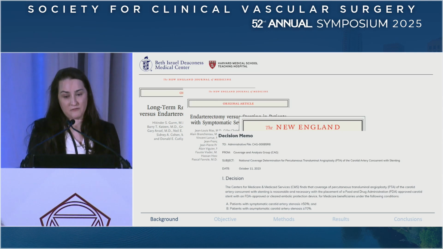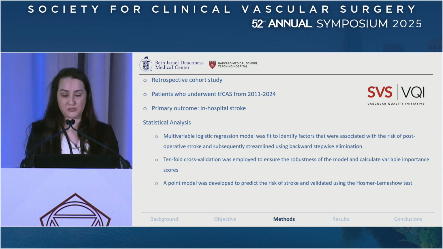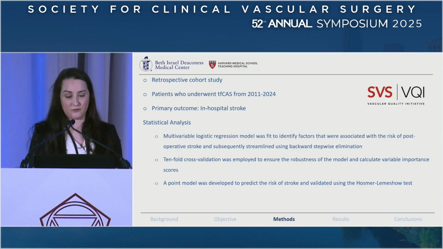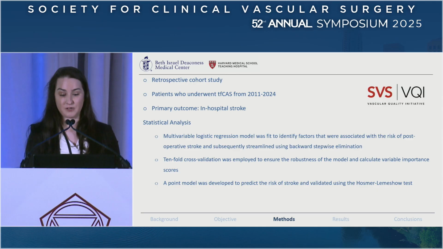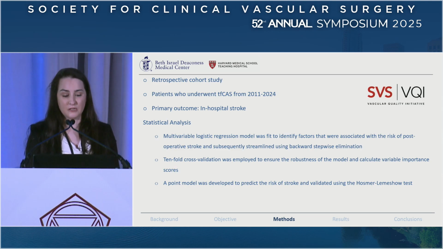However, there are currently no available stroke prediction tools that have been validated for use in TFCAS. As such, our goal was to identify predictors of stroke risk for patients undergoing TFCAS using the VQI. We included all patients from 2011 to 2024 who underwent procedures for atherosclerosis. We then built a standard regression model to identify factors associated with stroke risk. We then streamlined that model and were able to use tenfold cross-validation to both ensure the robustness of our model and then calculate variable importance scores, which were used to build a point model which could then predict the risk of stroke for patients undergoing TFCAS.